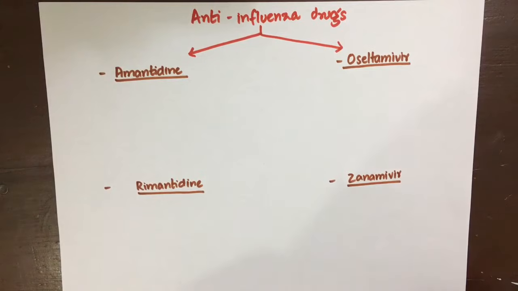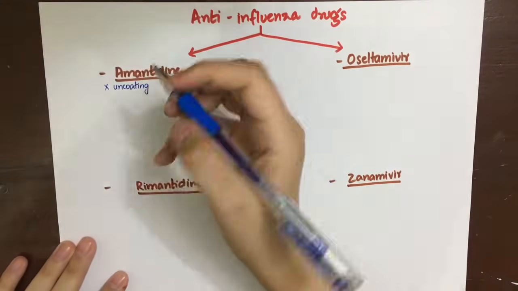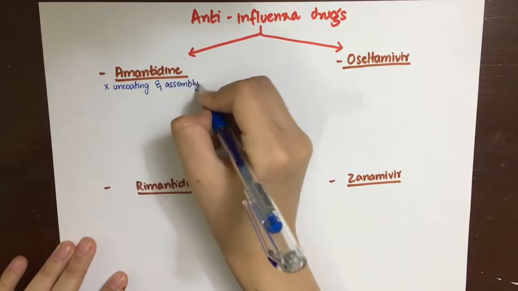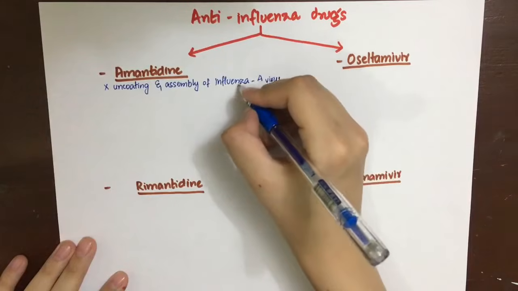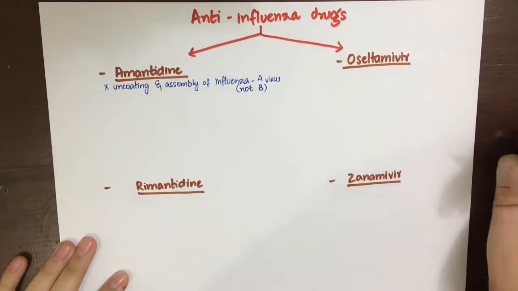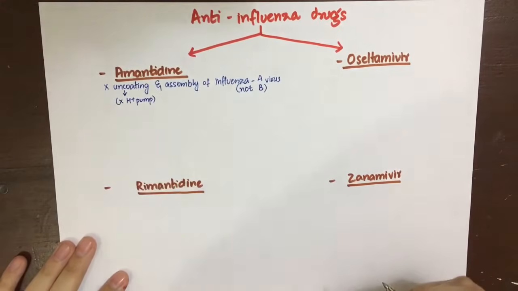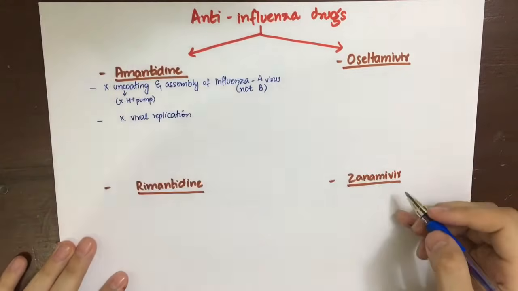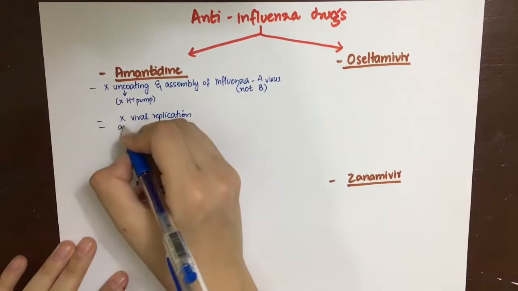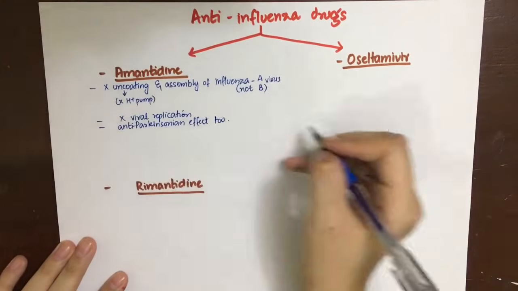Amantadine binds to a proton pump in the endocytosed vesicle in which the virus particle is present, and inhibits this pump, which is needed for acidification of the virus core, and thus will prevent uncoating and assembly of influenza A virus and not B. It prevents viral replication and can be used both in prophylaxis and treatment of influenza A virus.